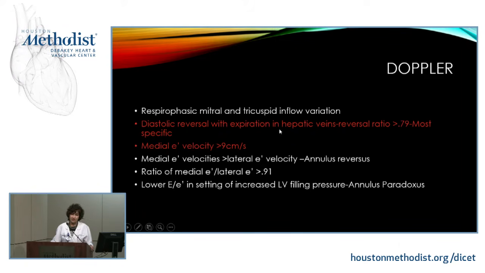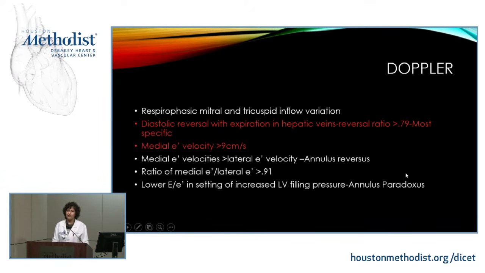Diastolic reversal in expiration in hepatic veins is a very pathognomonic feature of constrictive pericarditis when present. And there is a ratio of forward flow to reversal that you can do. And if it is more than 0.79, it is highly specific. Then we come to the tissue Doppler findings.